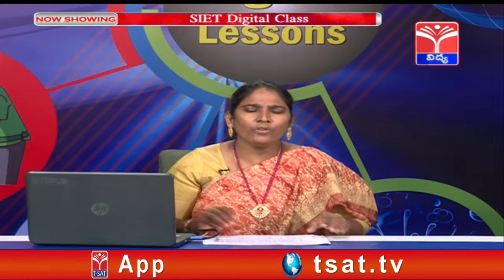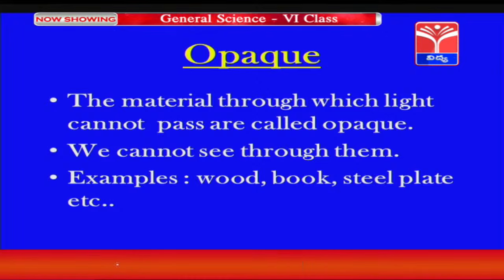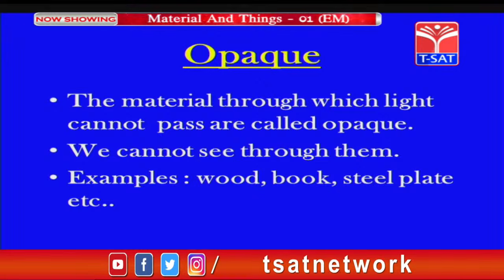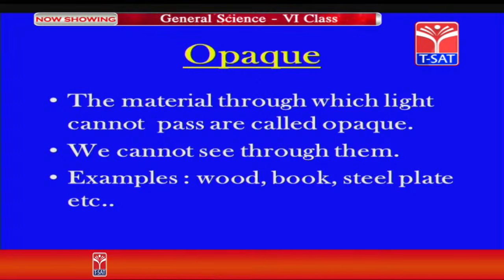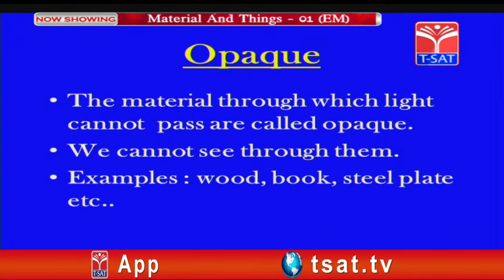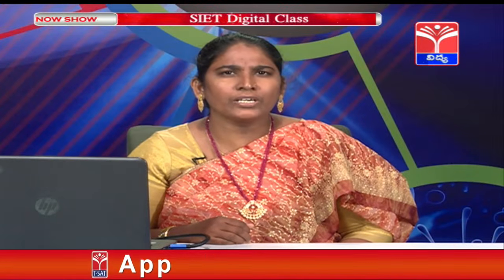Okay. Shall we define what an opaque material is, children? The material through which light cannot pass is called an opaque material. Why? Because we cannot see through them. And can you give some examples, children? Here we have taken a wooden almirah or a book. So, these are some examples of opaque material. Am I clear with opaque material, children? Yes. Shall we go and learn the next type of material, children?